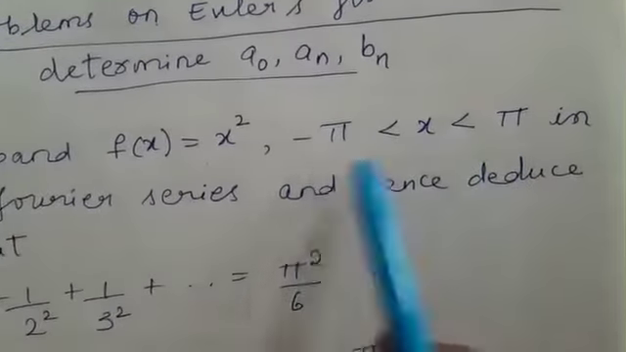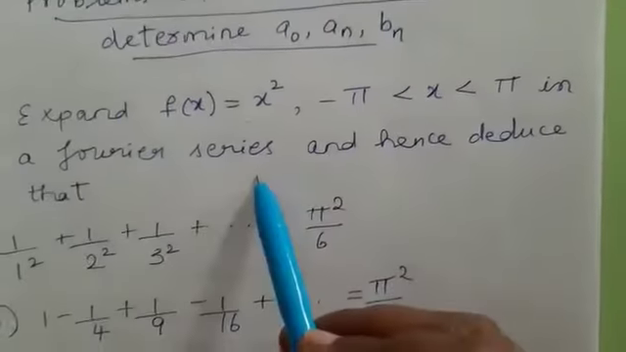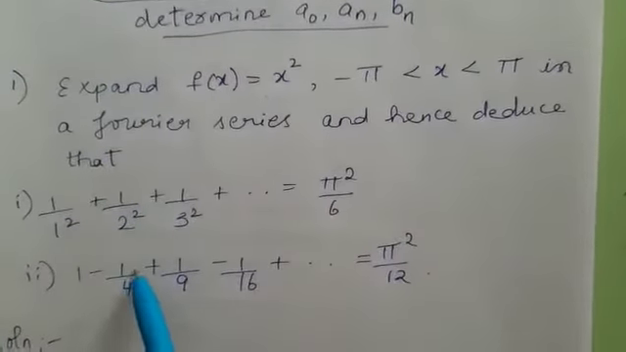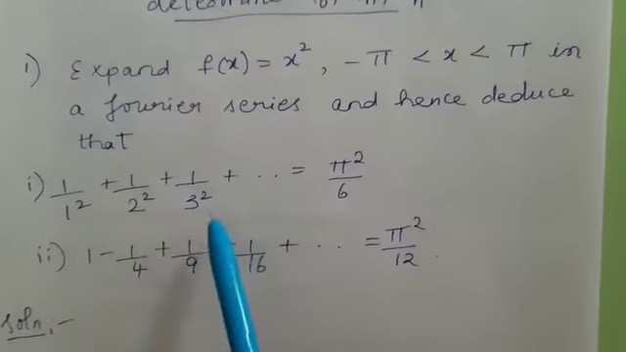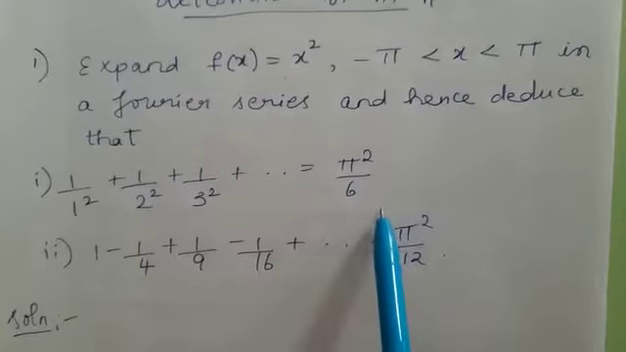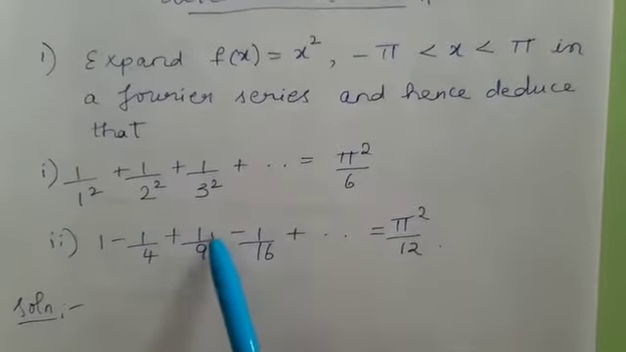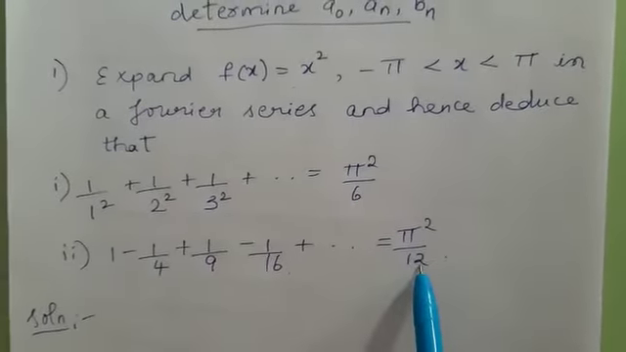In the interval minus pi to pi, x is ranging from minus pi to pi, in a Fourier series, and hence deduce two forms. One is 1 by 1 square plus 1 by 2 square plus 1 by 3 square plus etc. is equal to pi square by 6. And the second one is 1 minus 1 by 4 plus 1 by 9 minus 1 by 16 plus etc. is equal to pi square by 12.